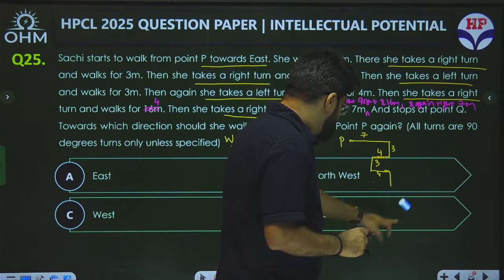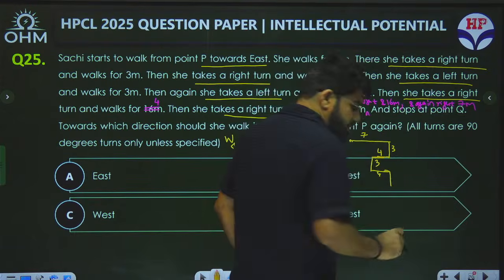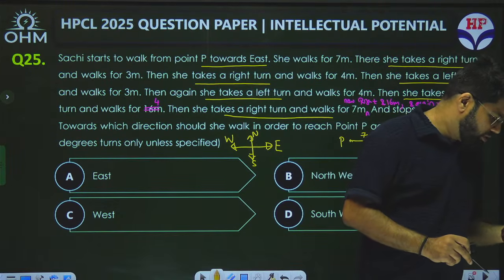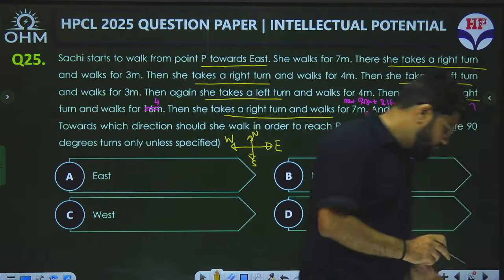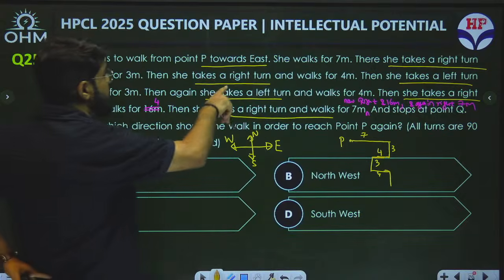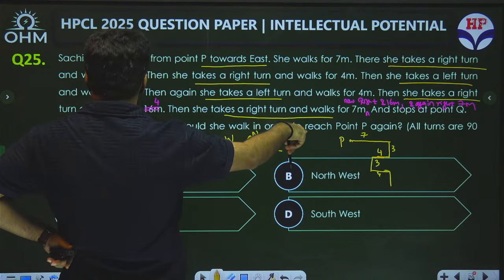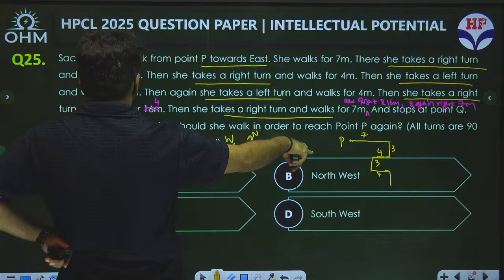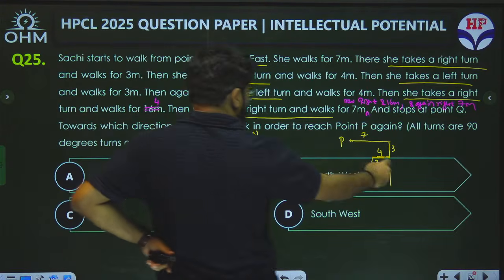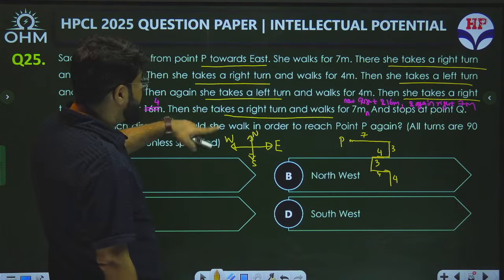Okay. So let's continue here. Some typo error has come up here, but no issues. Now see this. What is happening here is, east 7, right 3, left 4. Again left 3. Then again left 4. Now she takes a right and 4. Right and 4. Now she again takes a right and walks 7.